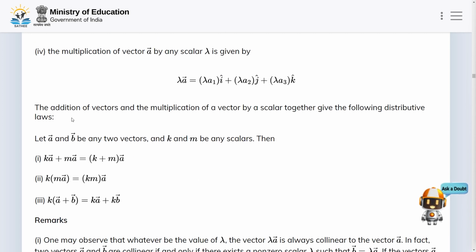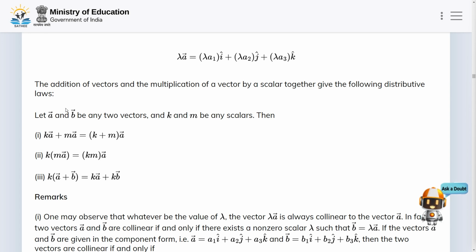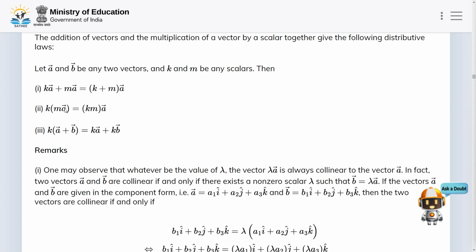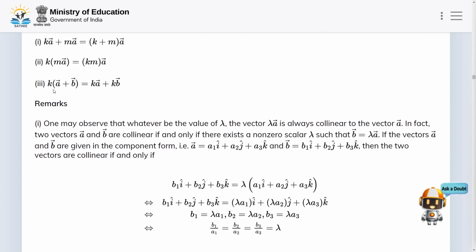Okay, I hope it is clear now. Let's see that if you have two vectors a and b and k and m are some scalars, then k times a vector plus m times a vector will be same as k plus m multiplied with the a vector. k multiplied with m a vector is same as k multiplied by m, then multiplied with the a vector. Now k multiplied with the sum of two vectors will be same as k multiplied with the first vector plus k multiplied with the second vector. You can distribute it.